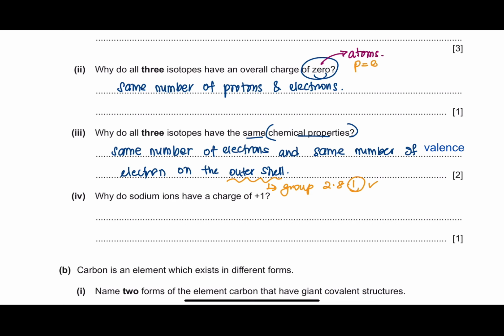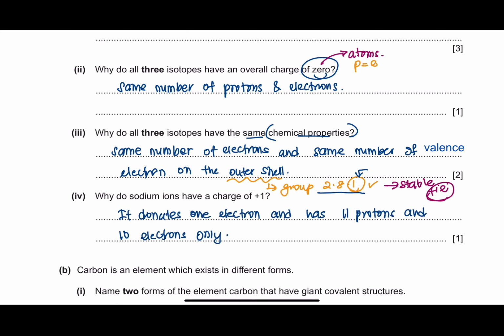Question 5. Why do sodium ions have a charge of positive 1? So as I have explained here, since they have an electron configuration of 2.8.1, the last number of electrons does not meet an octet value, which is a complete 8 electrons. Therefore, in order for this atom to be stable, it has to donate 1 electron. So your answer would be that it donates 1 electron.